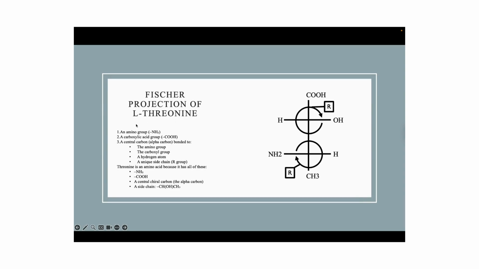Fischer projection of L-threonine: an amino group, a carboxylic group, and a central carbon, the alpha carbon, bonded to the amino group, the carboxyl group, a hydrogen atom, and a unique R group. Threonine is an amino acid because it has all three: NH2, COOH, a central chiral carbon, the alpha carbon, and a side chain, the CHOH, CH3. As we can see here, I have drawn the Fischer projection in which L-threonine has both R's.